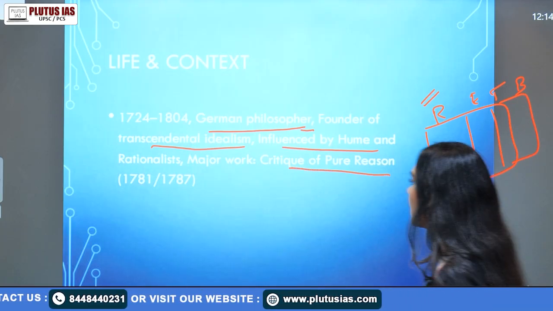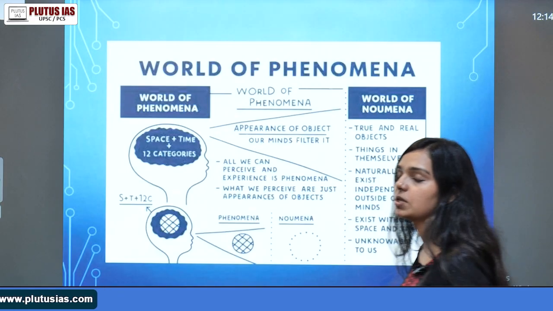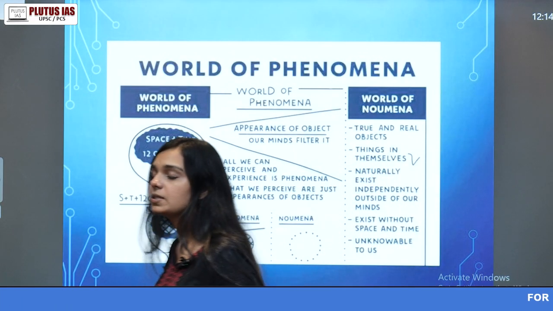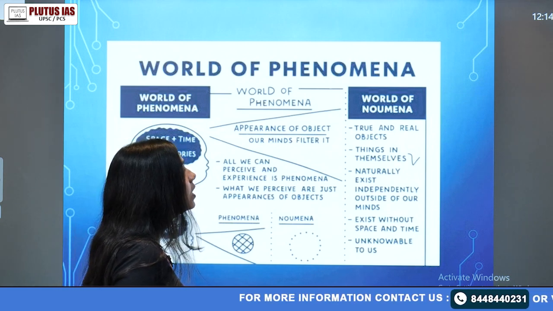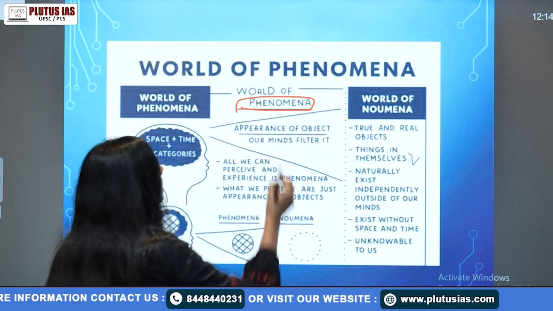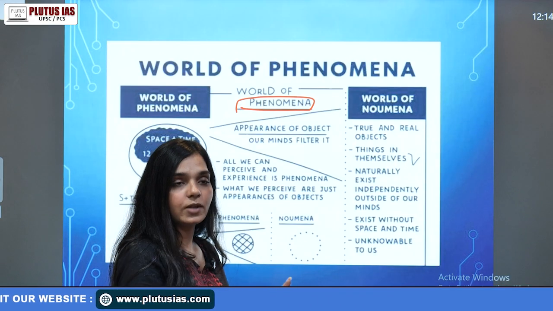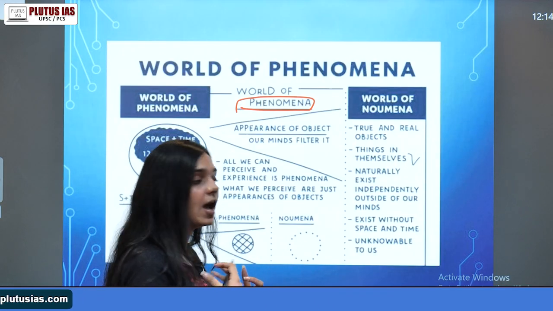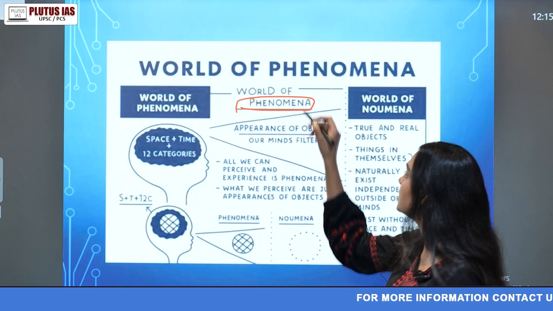Now let's understand what his theory was. He was the philosopher who gave a philosophy about the world of phenomena and the world of noumena. Now, what is the world of phenomena? Phenomena, according to him, is the world that is actually present and in which we exist. We perceive that world through our senses.